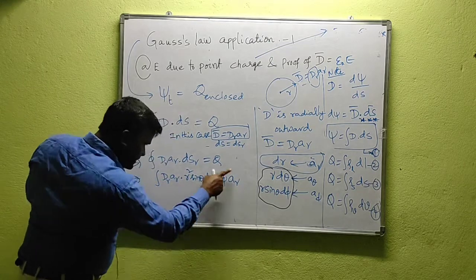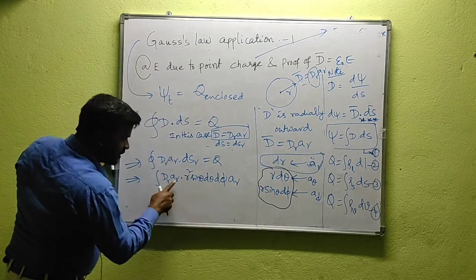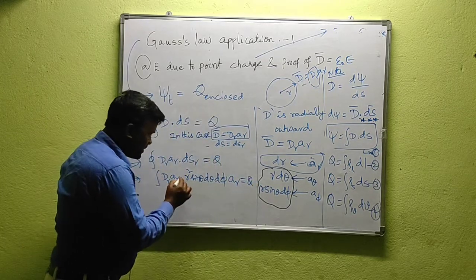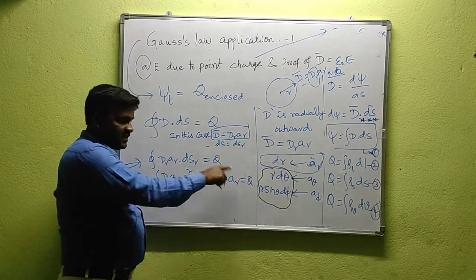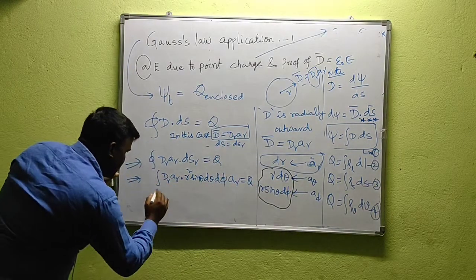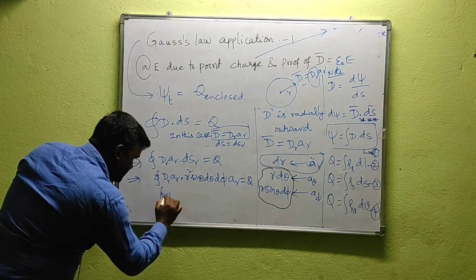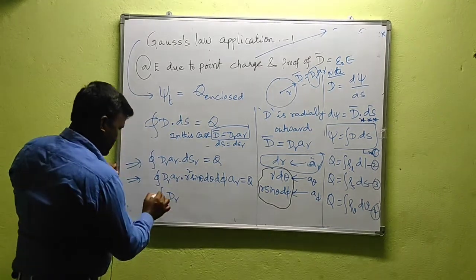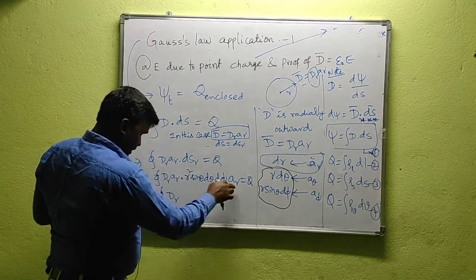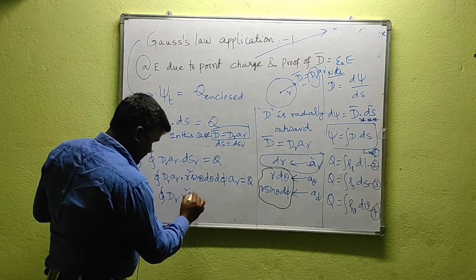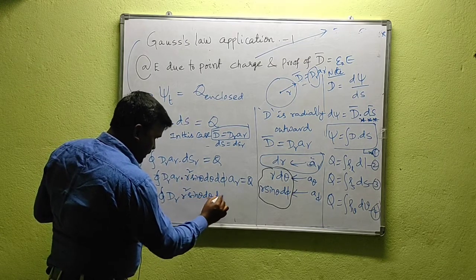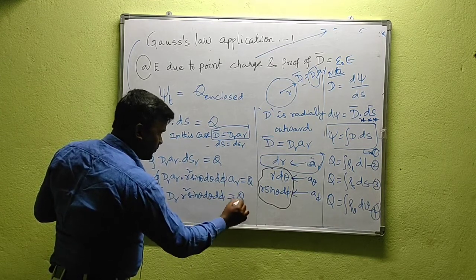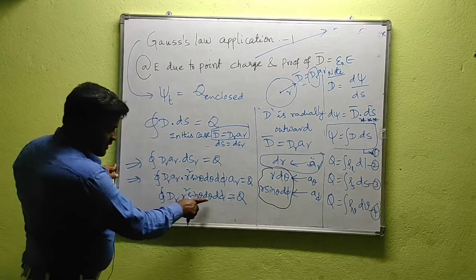This a_r indicates that this differential surface area is normal to r, equal to Q. Okay, finally we got a scalar quantity, that is a_r dot a_r, no unit vectors, a_r dot a_r is 1. So that's why here you will get the closed surface integral of D_r, a_r dot a_r is 1, r squared sin theta d theta d phi, into a_r dot a_r is 1, equal to Q.